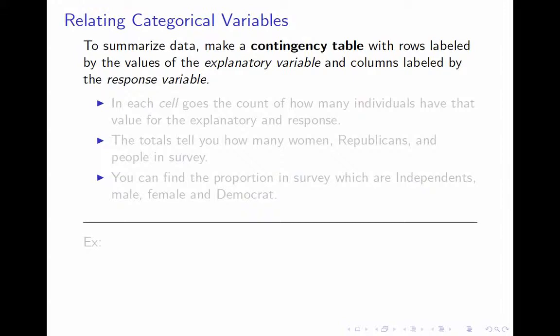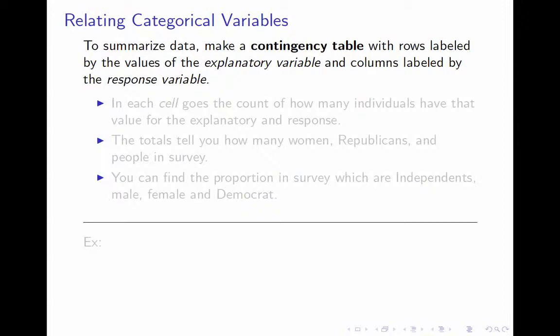Similar things are going to be true here, but now, to summarize the data, we want to say the number of individuals with each combination of values of the explanatory and the response. So that gives you a table or a rectangle of numbers. We call that a contingency table. We make a table with the rows labeled by the values of the explanatory variable and the columns labeled by the response variable. So that's a convention, rows explanatory, columns response, that you should follow.